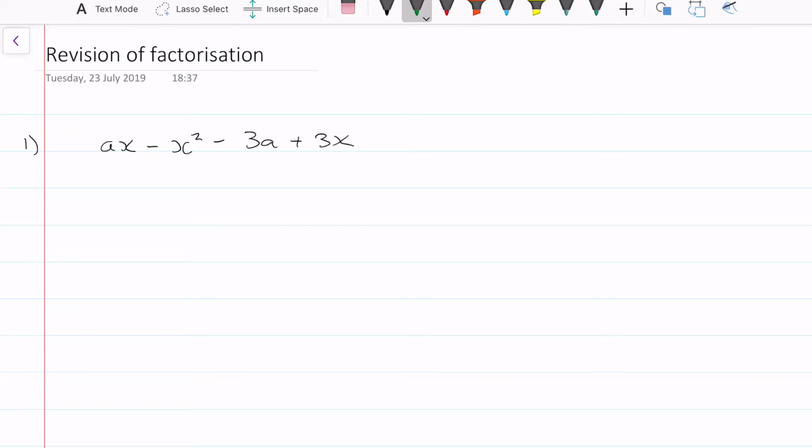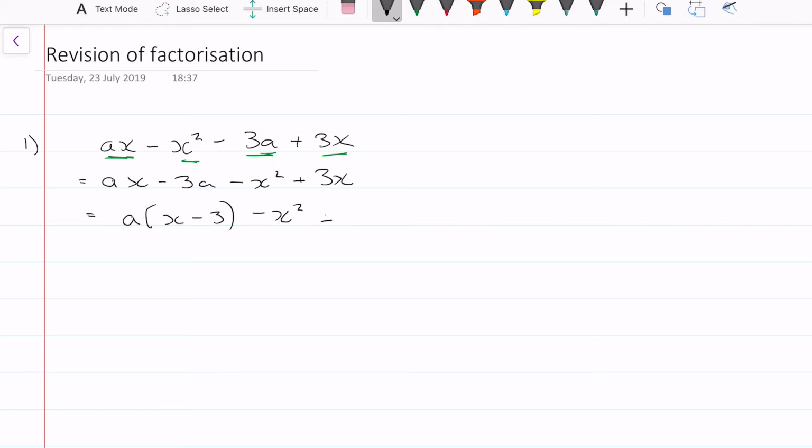Looking at the first question, I see there's an ax and a 3a, and we've got an x and a 3x. So immediately I want to try and group the a's together. Let's write it out first: ax minus 3a minus x squared plus 3x. Let's factor out an a in the first two terms. Then we're left with a(x minus 3), and let's leave the second term as it is for now.